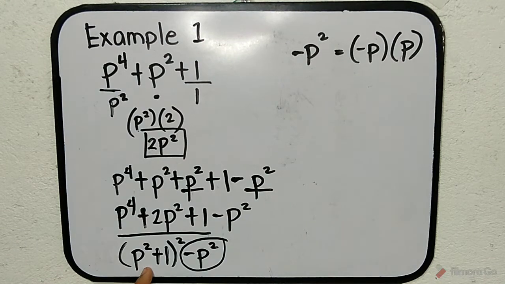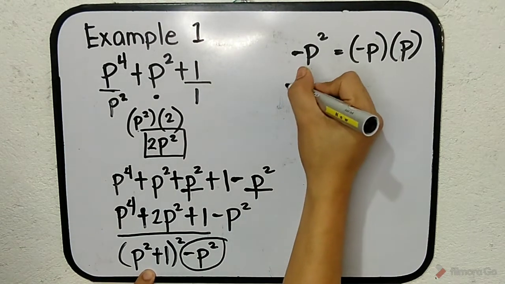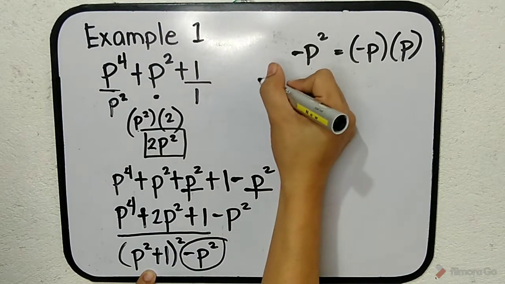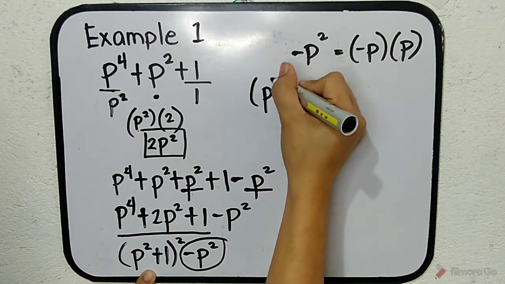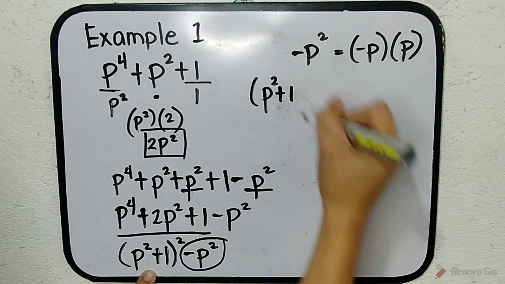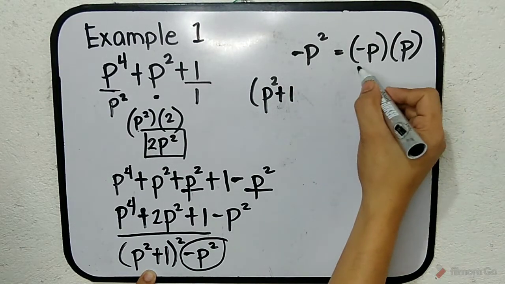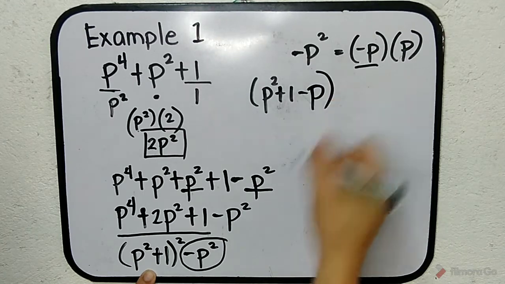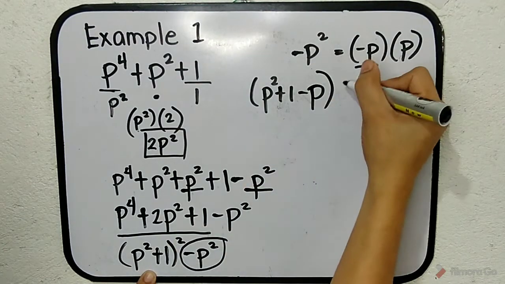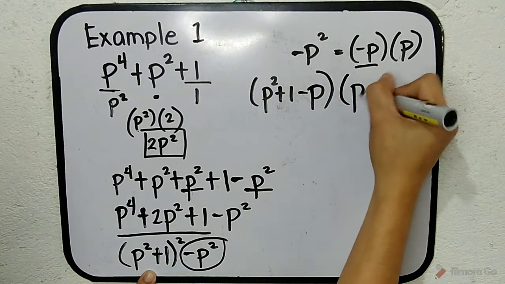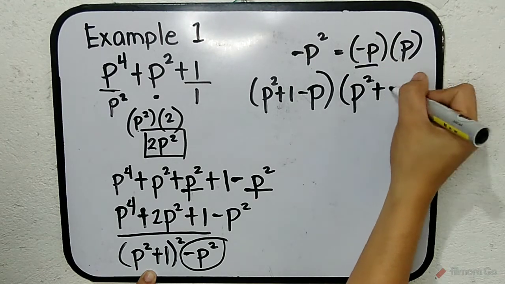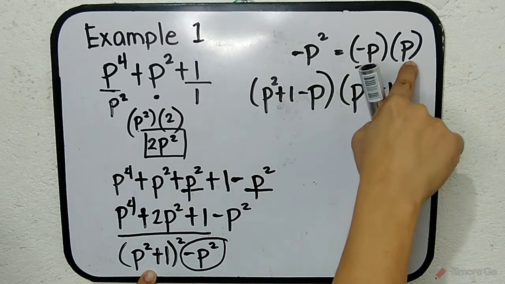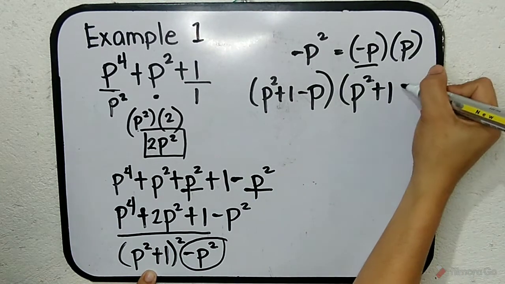So, ano mangyayari dito? We have p squared plus 1, p squared plus 1. Isama muna natin to dito. So, negative p. Tapos, ulitin natin. P squared plus 1. Dahil na isama na natin siya sa kabila, ito naman ang isasama natin dito. Plus p.